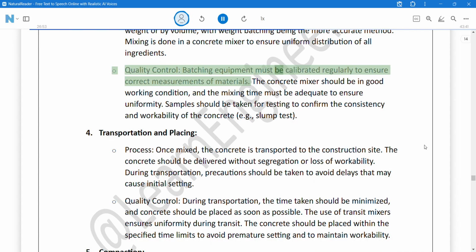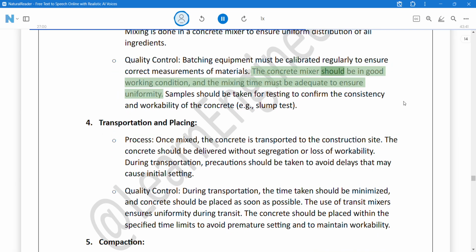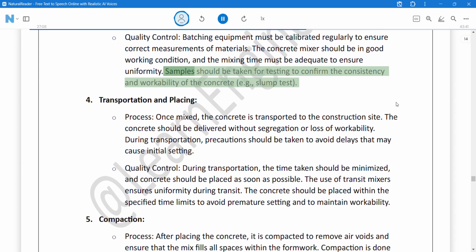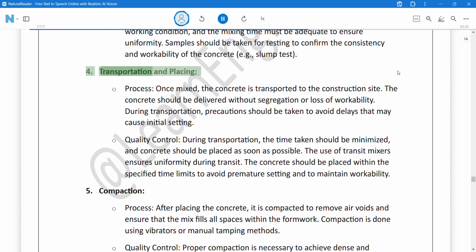Quality control: Batching equipment must be calibrated regularly to ensure correct measurements of materials. The concrete mixer should be in good working condition, and the mixing time must be adequate to ensure uniformity. Samples should be taken for testing to confirm the consistency and workability of the concrete.